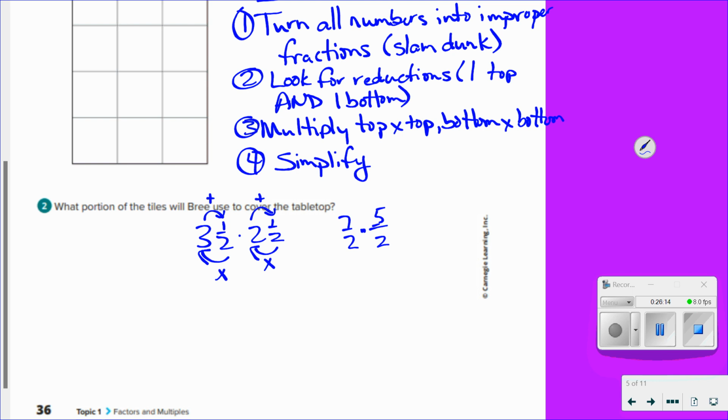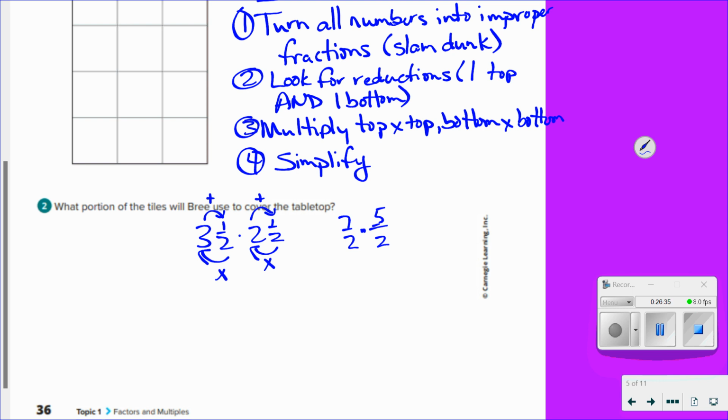So continuing in our problem, we have 7/2 times 5/2. Quick side note, if it's a whole number, what do I do to make an improper fraction? If it's a whole number, I just put a 1 underneath it, okay? So if it's a whole number, I'm just putting a 1 underneath it. Otherwise, if it's a mixed number, I'm slam dunking.